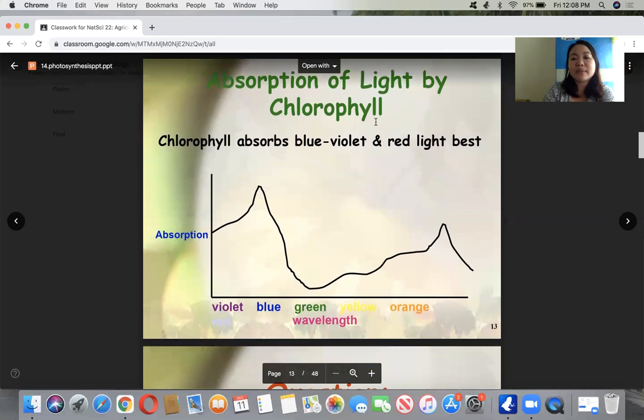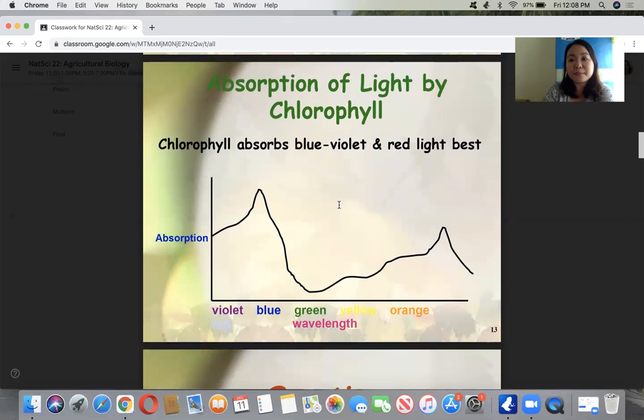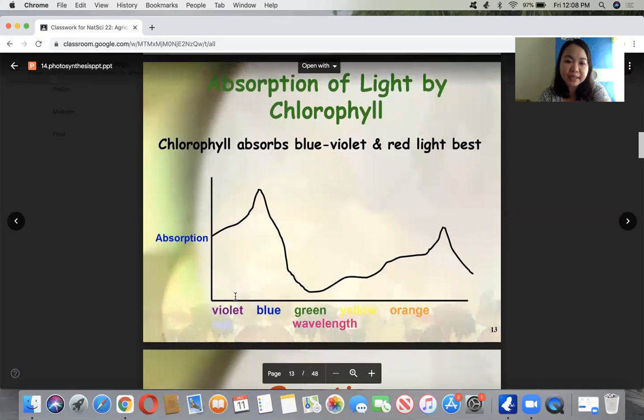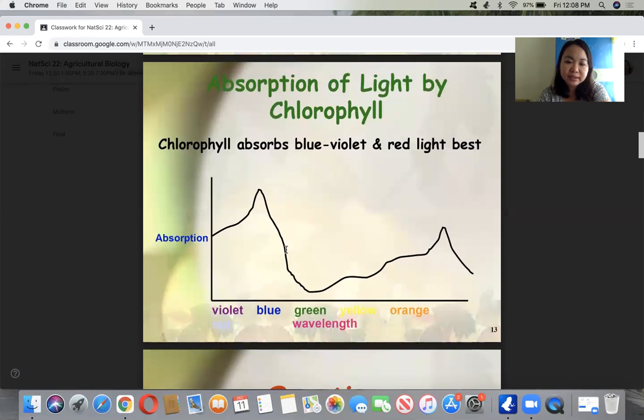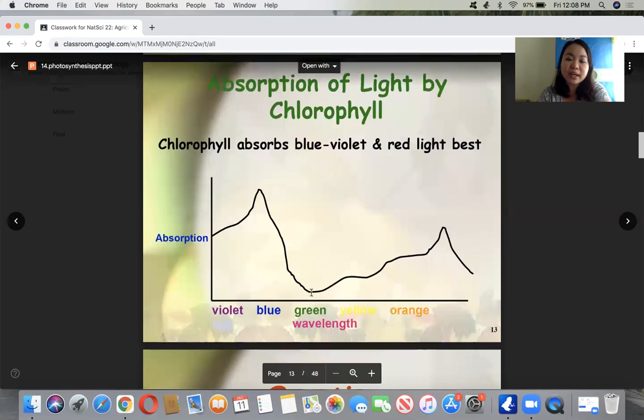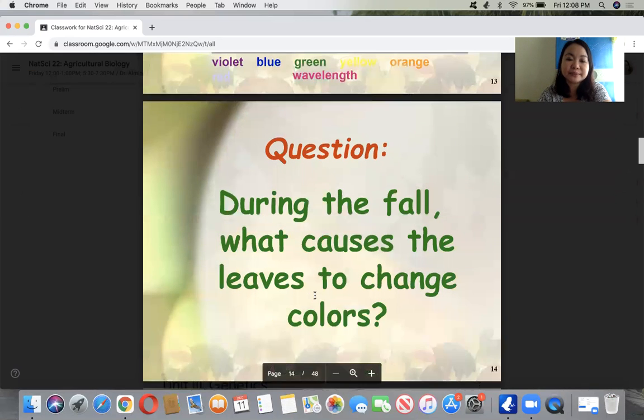The absorption of light by chlorophyll is shown in this figure, where chlorophyll absorbs the blue, violet, and red light best, as you can see, while the green, yellow, and orange are not absorbed. That's why green is reflected in the leaves.